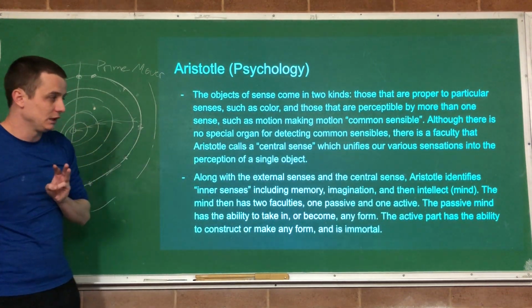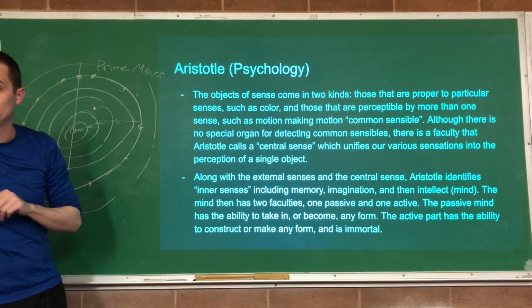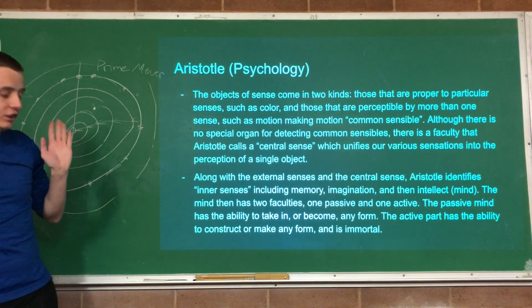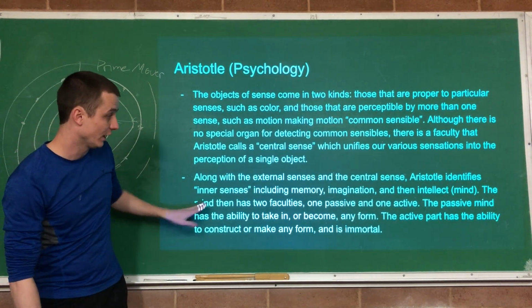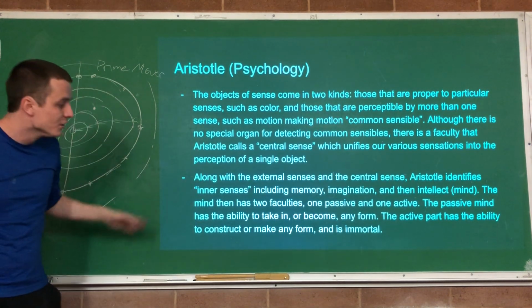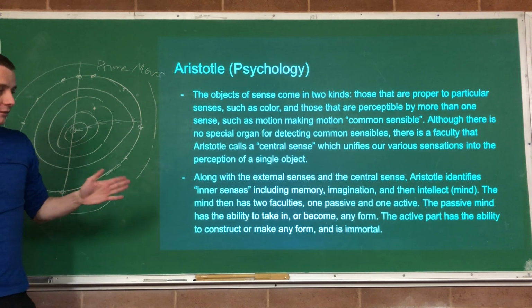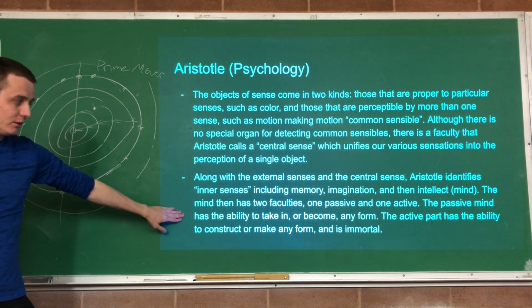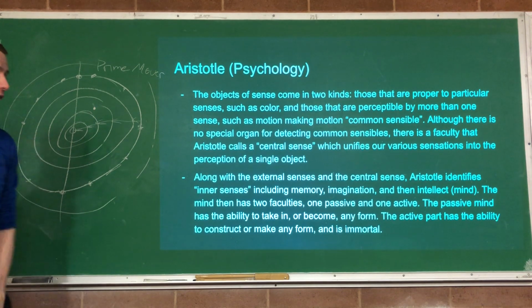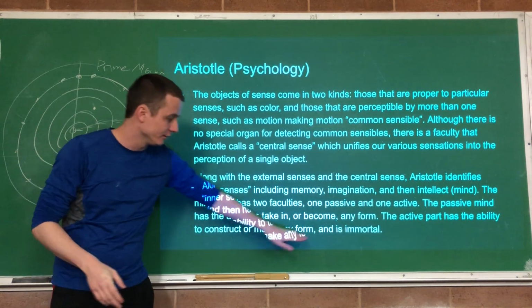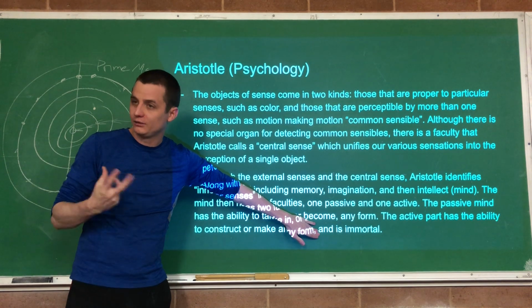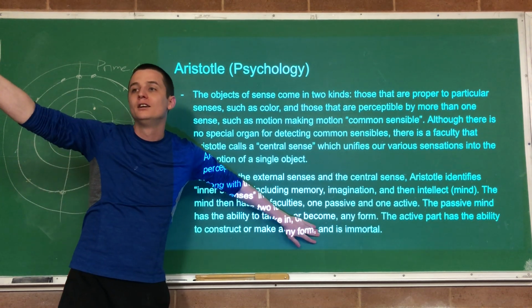And your intellect is going to be the reasoning part of you. We'll have a lot more to say about the intellect later, but fundamentally the intellect is split into two. It has two faculties. The intellect, or the mind, I think I'll just call it the mind from here on out. The mind then has two faculties, one passive and the other active. The passive mind has the ability to take in or become any form. The active part has the ability to construct or make any form. And the active part is the part that Aristotle thinks is immortal. So this is the essence of you that continues after you die.